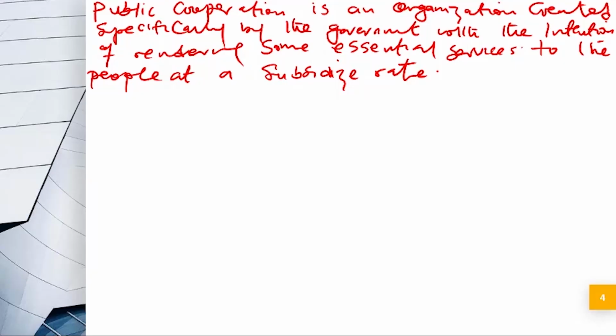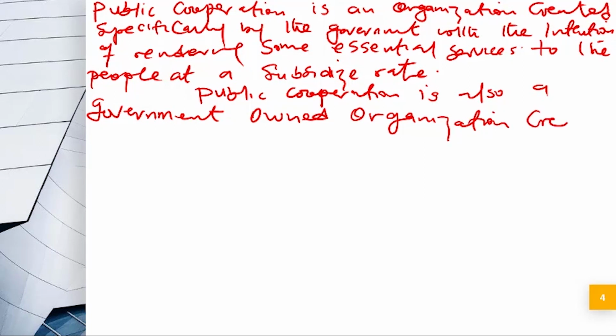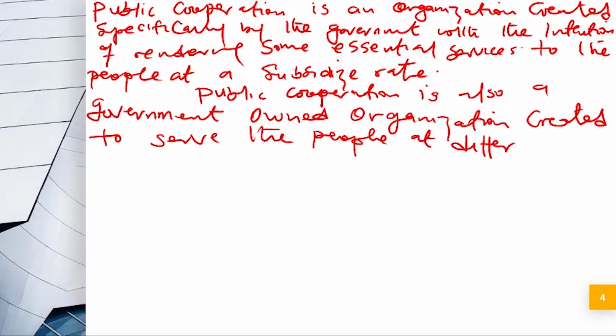But when all these organizations like DSTV started coming, they came with different competition and their price is extremely high. But public corporation is very cheap. That is how it operates. So we are saying public corporation is also a government-owned organization created to serve the people at different levels. Full stop.